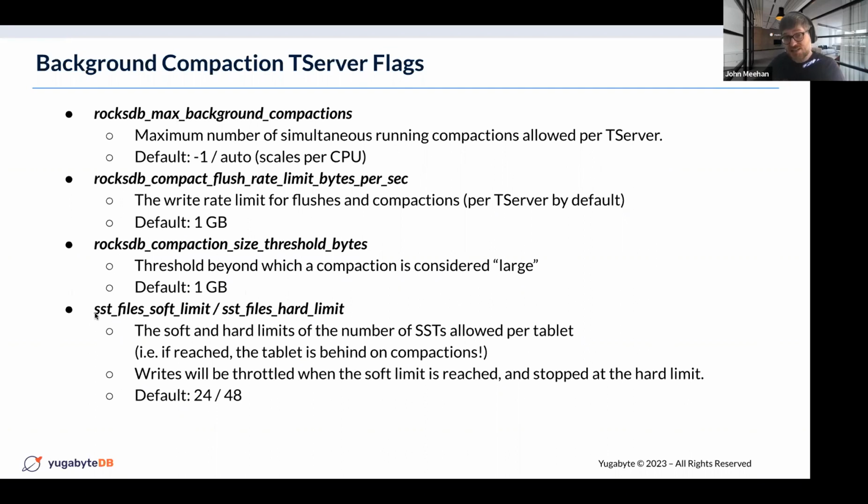And then we also have this SST file soft limit and hard limit. These are thresholds that will either throttle the number of writes in terms of the soft limit, or completely stop writes to the tablet in terms of the hard limit, once you reach a certain number of SST files per tablet. So what this does is it determines, hey, we're behind on compactions. We need to slow down our writes so that we can actually catch up on compactions and ensure that we are not reading from way too many files.